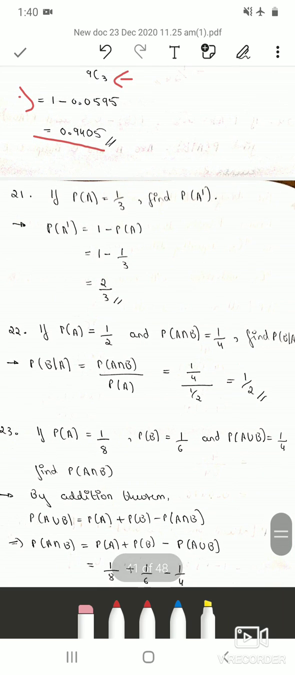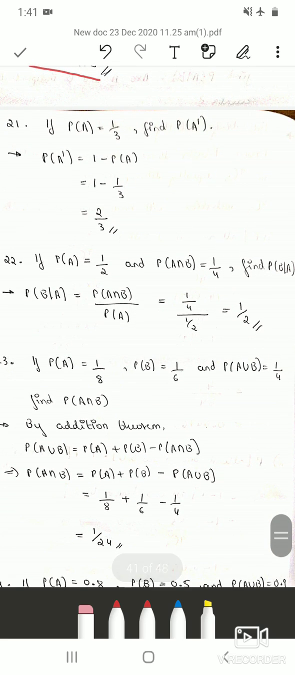So the 21st problem is, if probability A is 1 by 3, then find probability of A complement. So we know we can find out probability of A complement as 1 minus probability of A. Therefore 1 minus 1 by 3, which is 2 by 3. Therefore probability of A complement is 2 by 3.